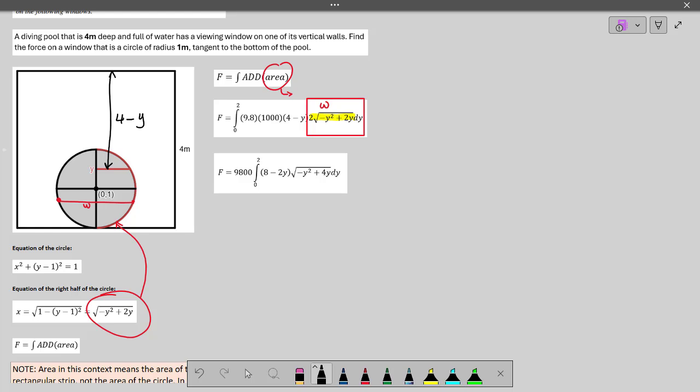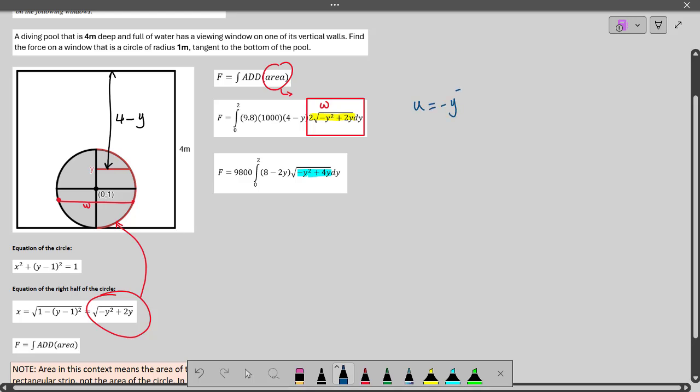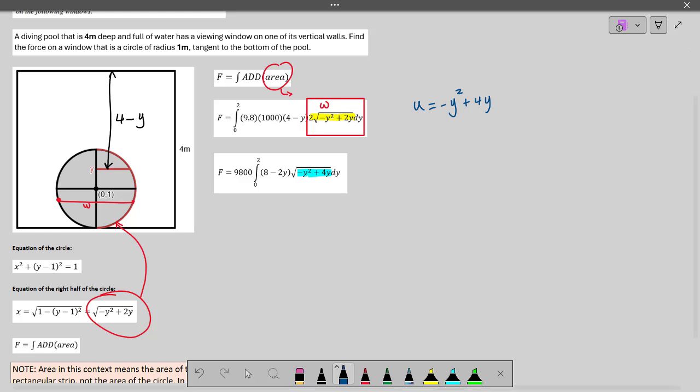So there we have our setup. Our only hope of integrating that is with what technique at this point? U sub. It's our only chance of integrating this. So we're going to look inside. With u sub, it's always the exponent, the angle, what's in the square root. We always pick what's inside of something and hope for the best. So if we choose u equals negative y squared plus 4y, the derivative will be negative 2y plus 4, and then we multiply the dy to both sides.